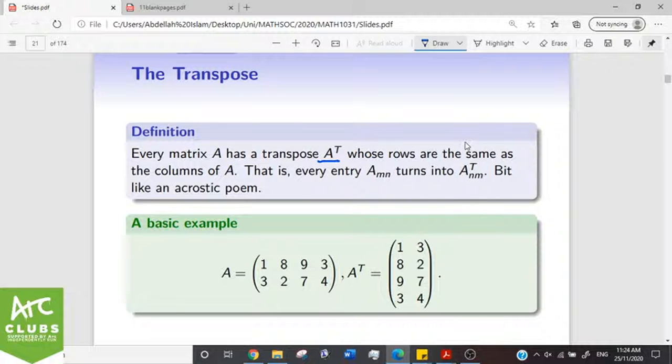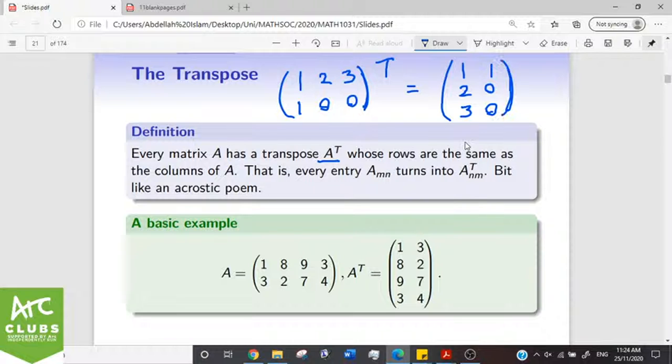It might sound fancy, but really what it is, you take a matrix like 1, 2, 3, 1, 0, 0, and to find its transpose, you just switch it over to its side. You just rotate it to its side. Its columns are now its rows, and its rows are now its columns. That's all it is. And here's a basic example, of course. All we're doing is just turning the matrix onto its side.